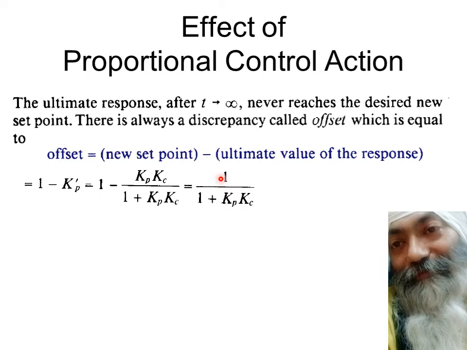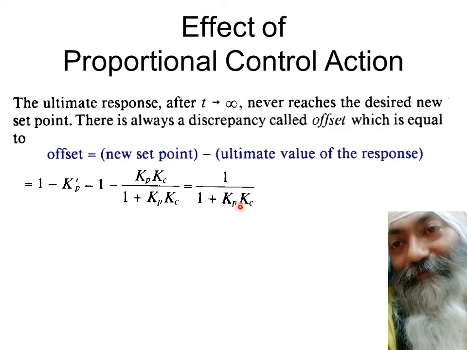Offset is 1 means that you are given a set point change of 1, nothing happens, and the entire set point change remains there. There is no corrective action. But in this case, on account of the value of Kc, this thing will be less than 1. As you can all see, this is less than 1. 1 upon 1 plus something is always less than 1. It is not 1. So there is some action taken by the proportional controller.